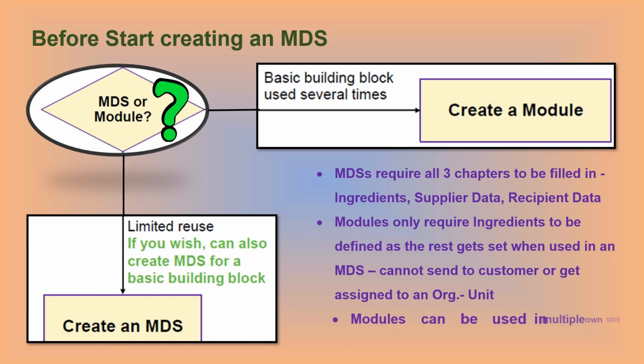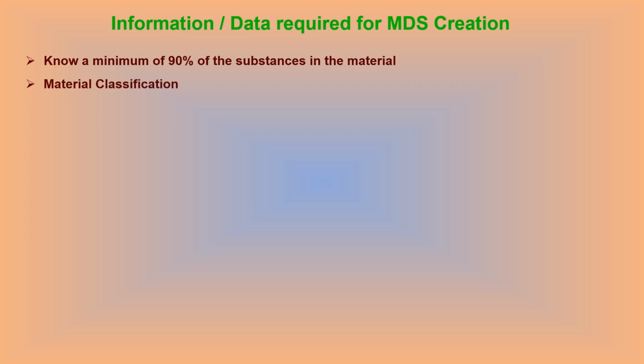Modules can be used in multiple MDSs. It's mainly of repetitive nature. Information or data required for MDS creation or for entering in the IMDS system: one must know a minimum of 90% of the substances in the material and the material classification.